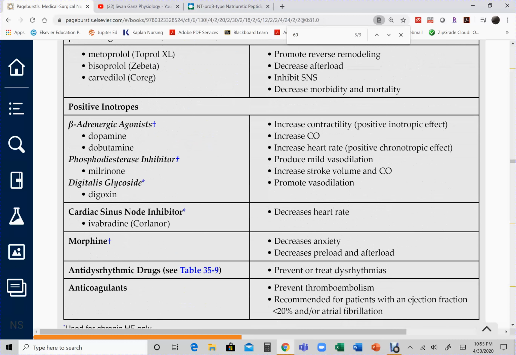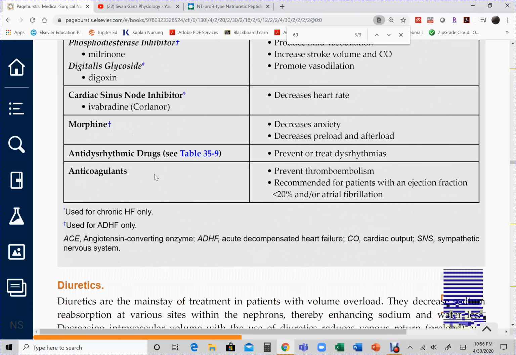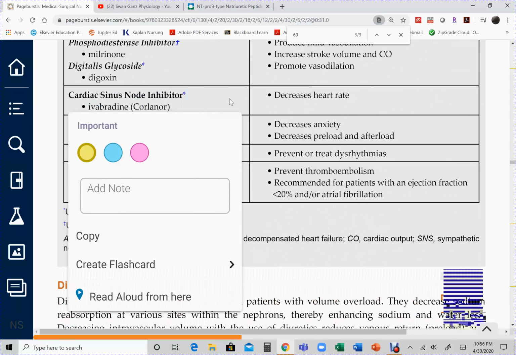Okay, milrinone falls under the same category as Viagra and Cialis. They're all called phosphodiesterase inhibitors. Basically, they're vasodilators. Digoxin is for chronic heart failure. Then we have good old morphine. You can skip this drug. This is not really very commonly used.